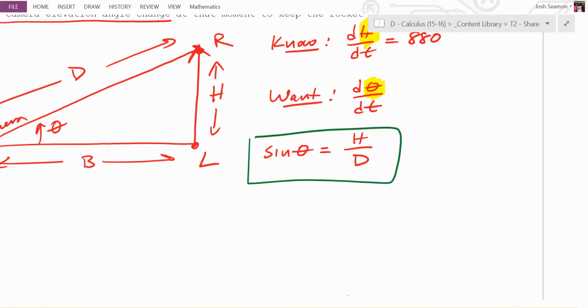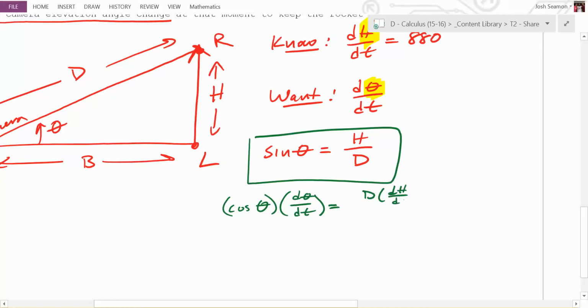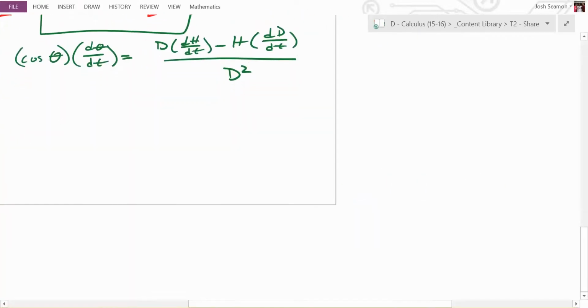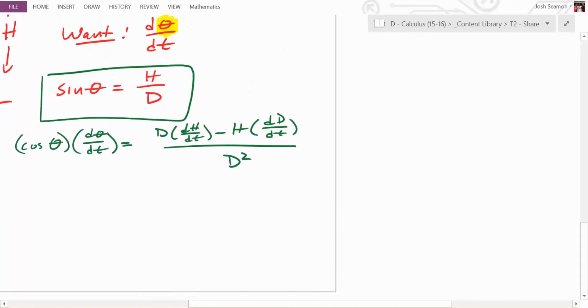So what do you end up with on the left? You end up with cosine of theta times d theta over dt equals low d high minus high d low all over low squared. So usually when I've written an equation, when we've done the derivative, I highlight what we want. What's the thing we want? We want d theta/dt.